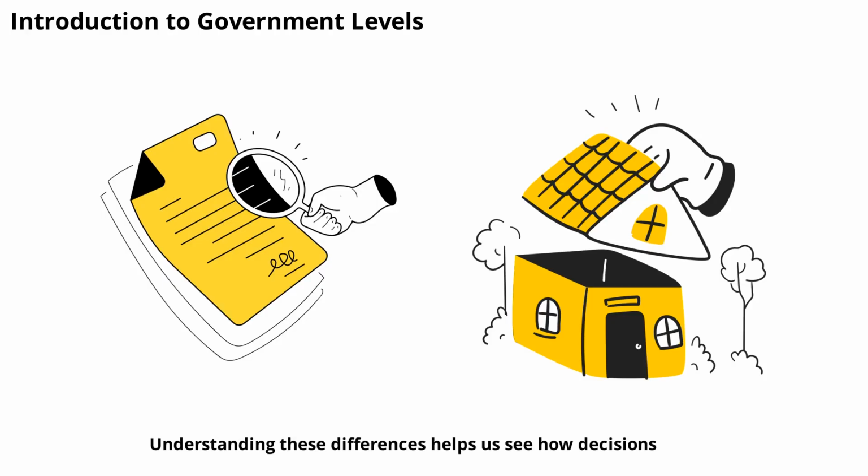Understanding these differences helps us see how decisions are made and who is responsible for what. In this video, we'll explore what each level does, how they interact, and why this system matters. So, let's dive in and start with the big picture before zooming in on the details.